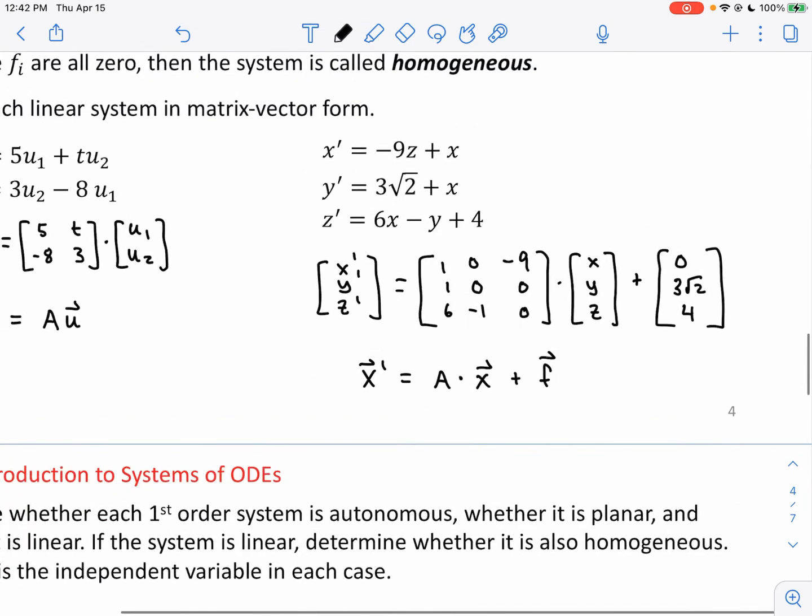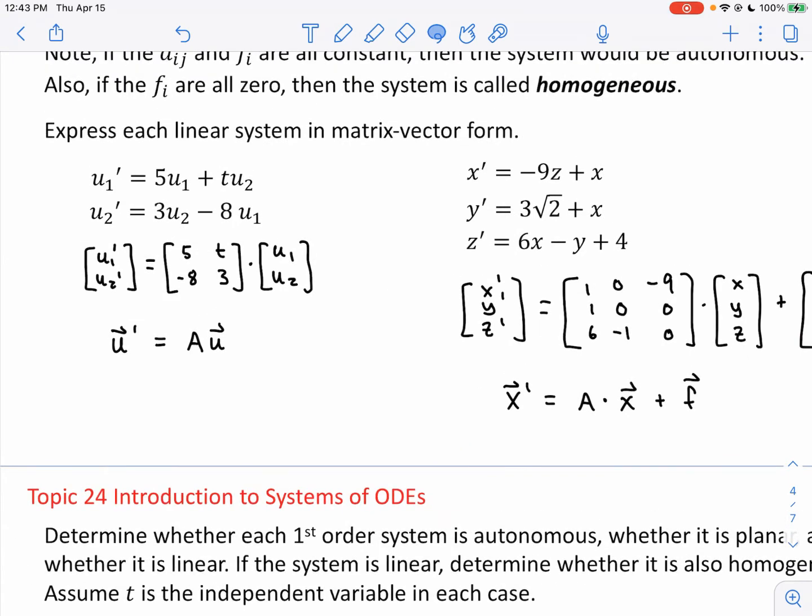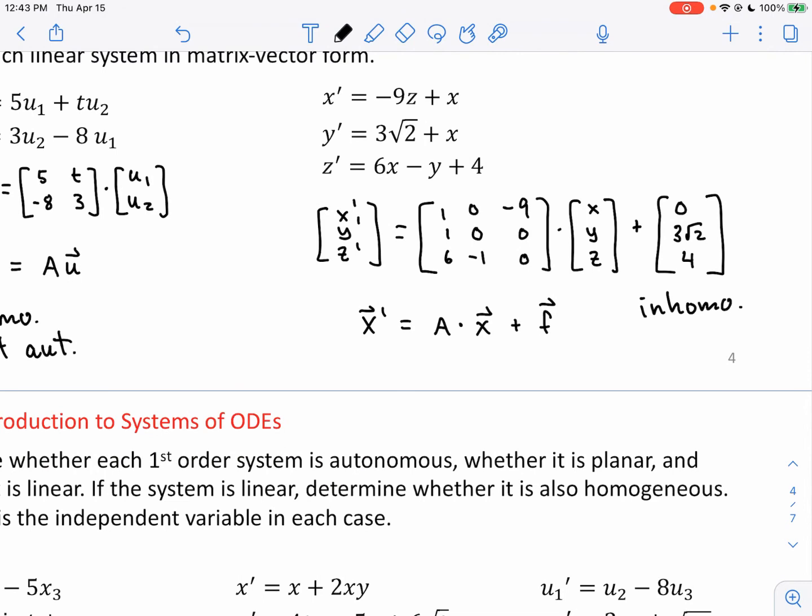So this system is not homogeneous, so we can say it's non-homogeneous or inhomogeneous because we have a non-zero forcing function over here. But notice that all the coefficients are constant and all the forcing terms are constant. So this one would be autonomous because t was never explicitly mentioned or involved in any of these equations. So this is autonomous but inhomogeneous. And the other one was homogeneous but not autonomous, referring to this one. So let's summarize this. We have homogeneous but not autonomous. And this one here we have inhomogeneous and autonomous.